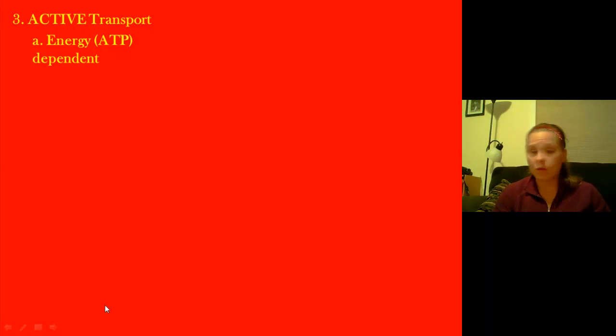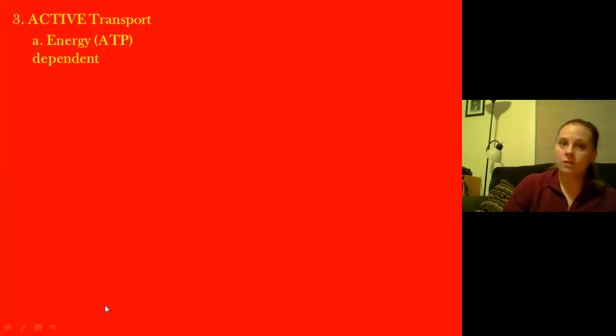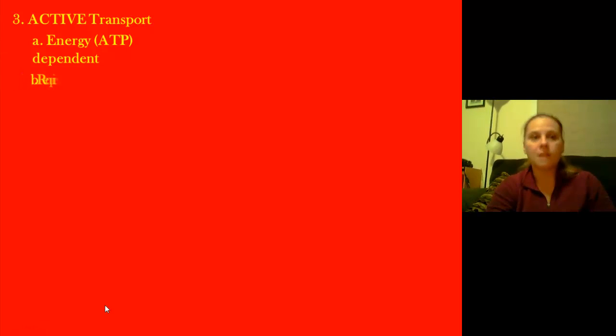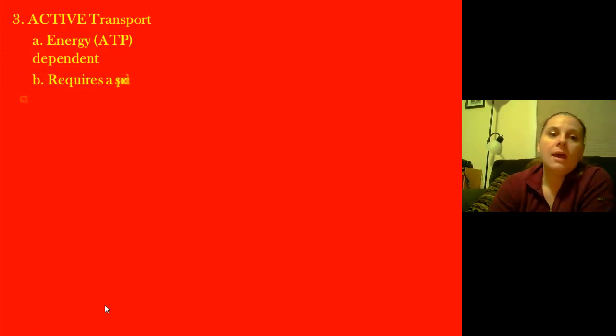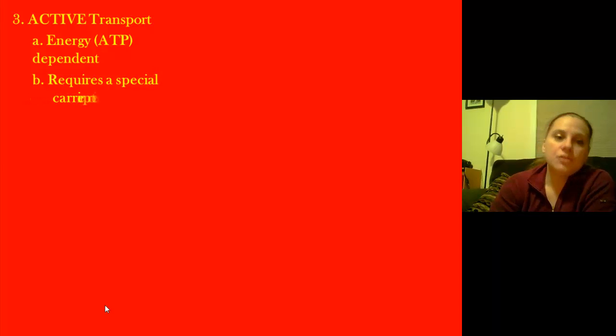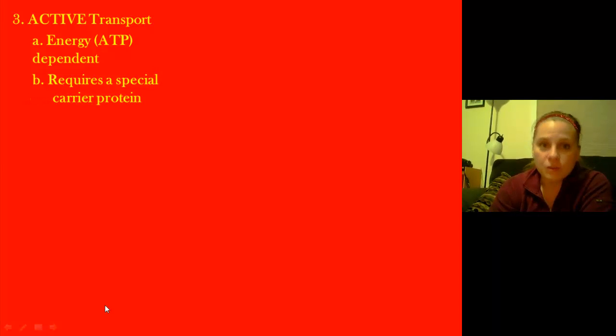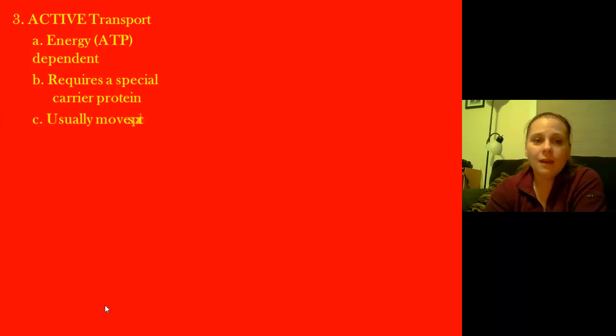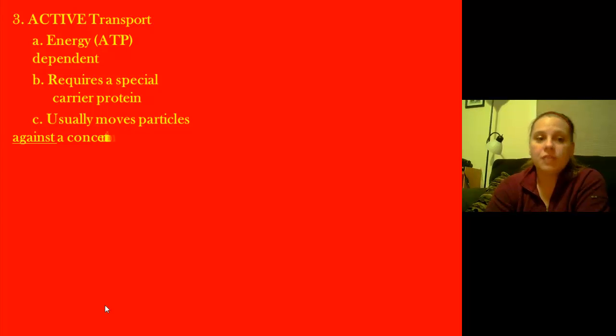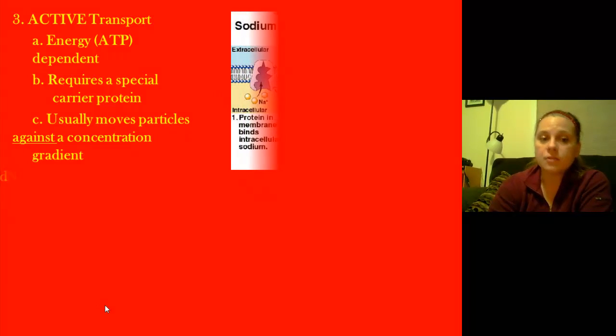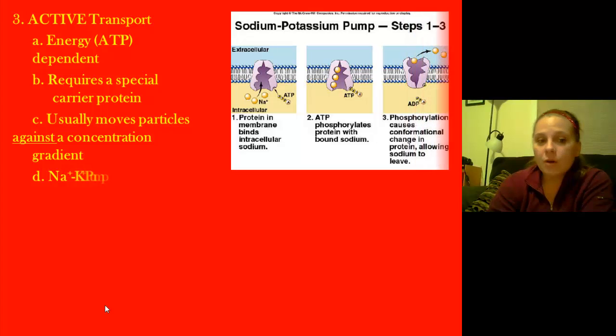This is the same way with active transport with molecules. It's going to take a little extra energy for me to move molecules from where there's a low concentration to high, in the opposite direction, or up the concentration gradient. And these do require special carrier proteins in order to make it happen. They usually only move particular particles against the concentration gradient. Prime example is the sodium-potassium pump.